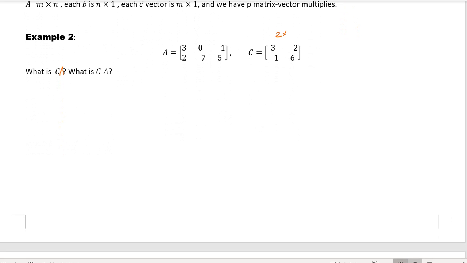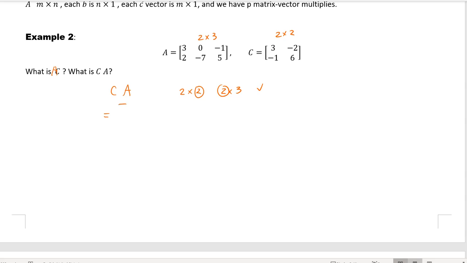So C is 2 by 2, A is 2 by 3. C times A, what happened? C times A, C is 2 by 2, A is 2 by 3. Oh, sorry. I think it should be AC. Okay, it's okay. Let's calculate CA first, and then let's calculate AC. So CA matches, so the outcome should be 2 by 3.